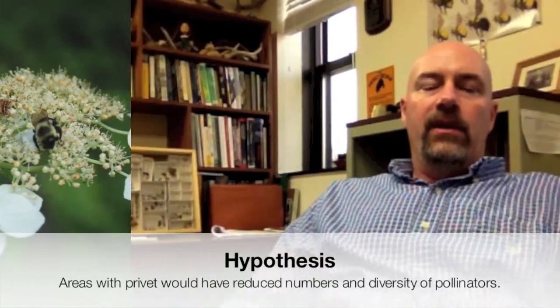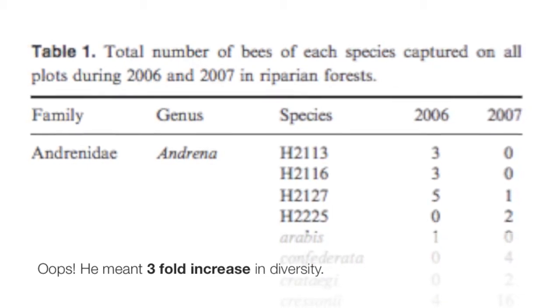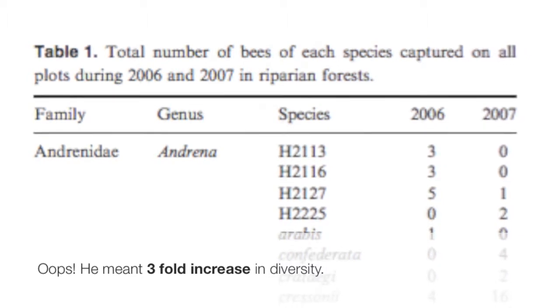After we placed our traps out in the woods and collected the pollinators, we found that we had a tenfold decrease in diversity and a threefold decrease in the total numbers of pollinators. And that's kind of what we expected to find.